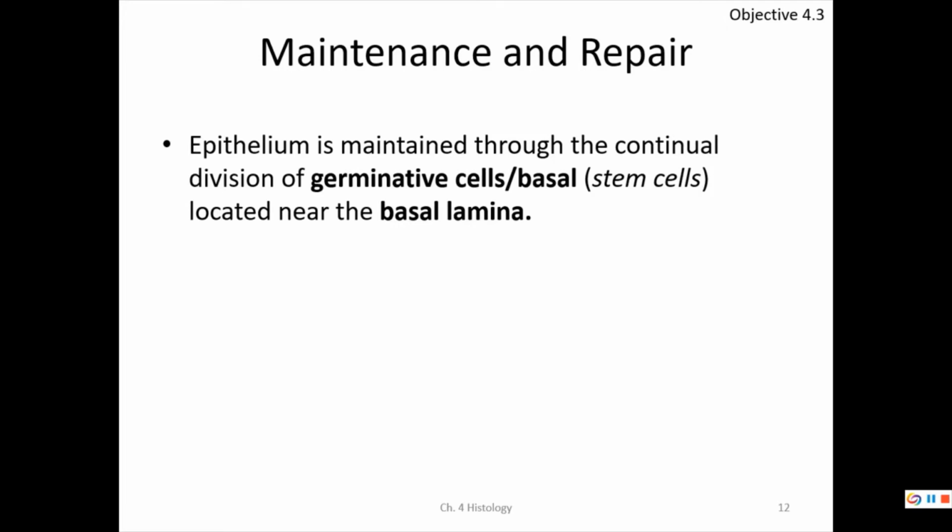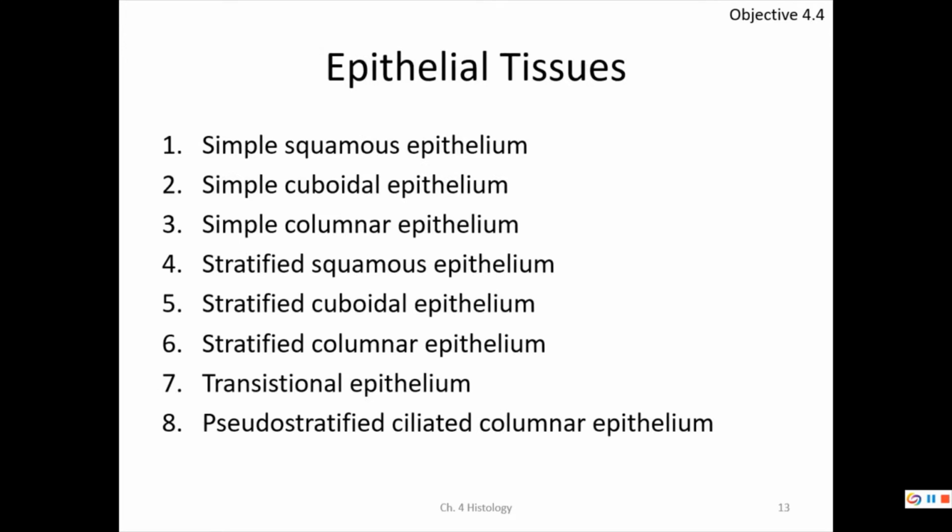Basal cells are stem cells called germinative cells. They are found near the basal lamina. They are the ones that divide. We call them basal cells. These are the cells, for example, in the skin, the basal cells of the skin, where you get basal cell carcinoma. So as we go through this, we will see epithelial tissues.